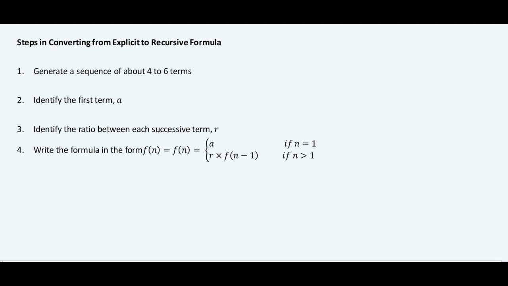So to convert from the explicit to the recursive, we follow a similar pattern. The only difference is what our final formula is going to look like. So f of n is equal to this formula, with the first term being a, and then the succeeding terms will be the ratio multiplied by f of n minus 1.